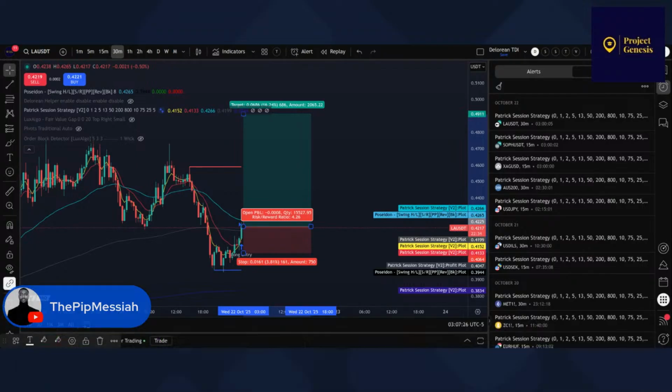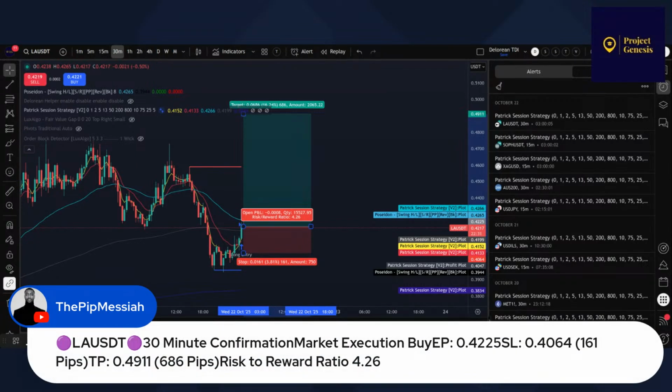All right, next call of the night, LA USDT. 30-minute confirmation, market execution buy. Entry price is 0.4225. Stop loss is 0.4064 for 161 pips. Take profit is 0.4911 for 686 pips. Risk reward ratio of 4.26.